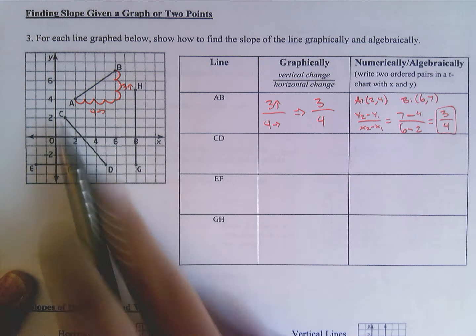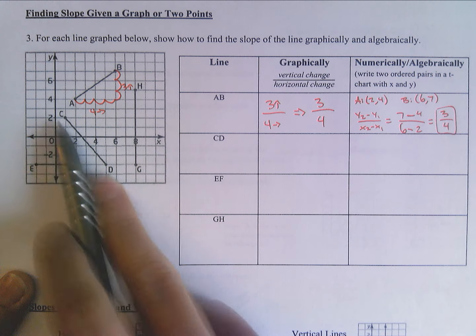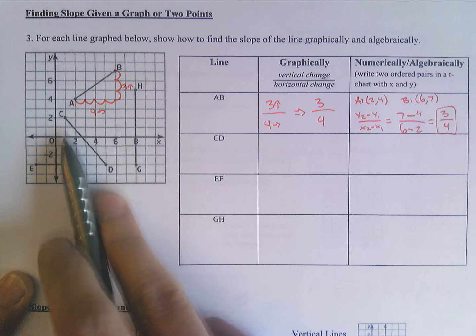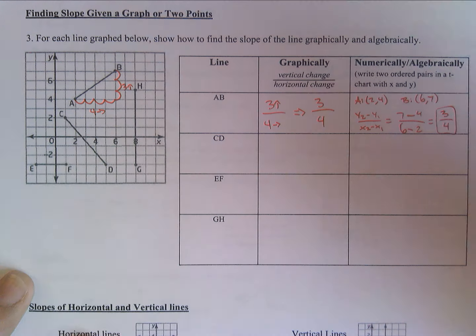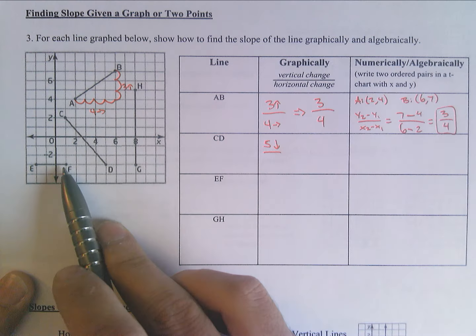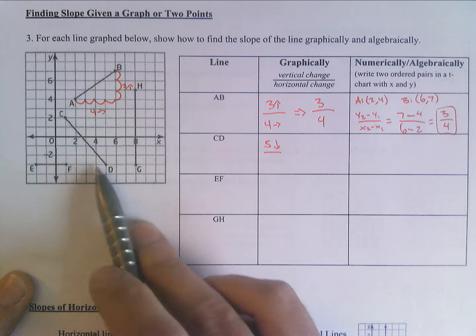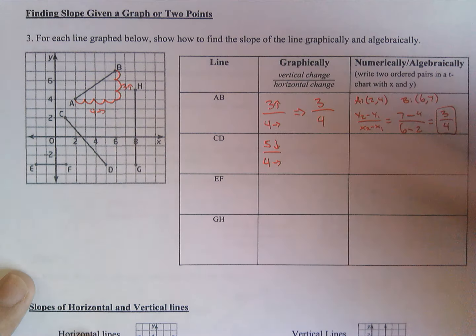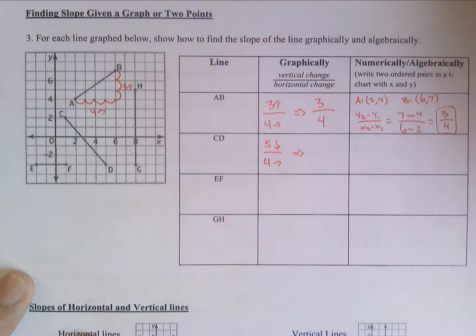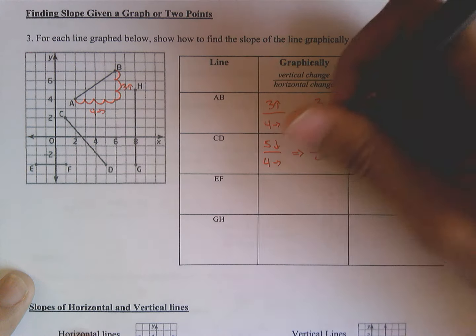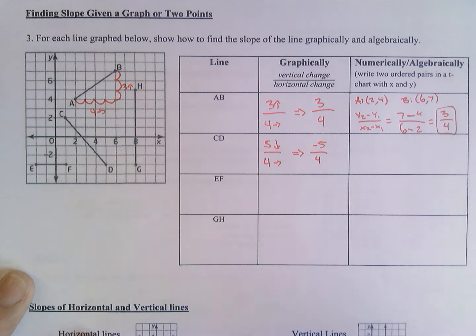So for C, D, we want to go from C to D. So graphically, the change in y, we have to go down 1, 2, 3, 4, 5. So we go down 5. And then we have to go right 1, 2, 3, 4. So you go 4 to the right. So 5 down, well, down is the negative y direction, so that tells us we have a negative 5. Right 4 is the positive x direction, so that tells us positive 4. So our slope is negative 5/4.